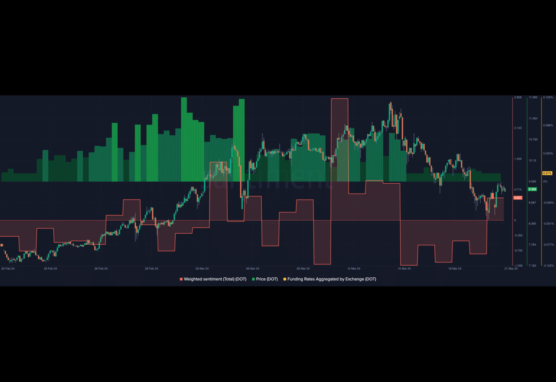What's the tea on Polkadot's price action? Has the sentiment shifted from bearish to bullish? Let's dive in and find out.